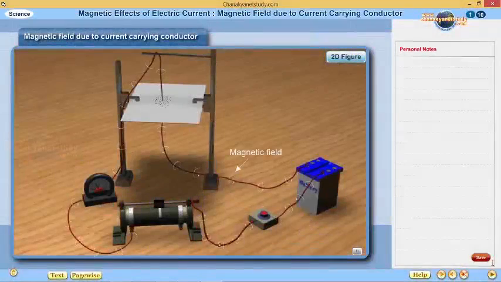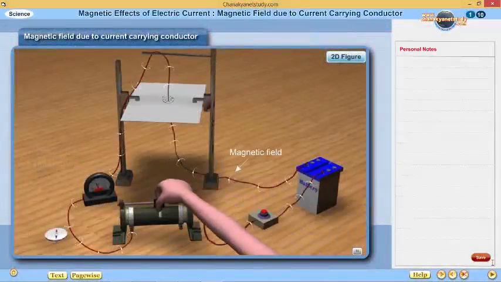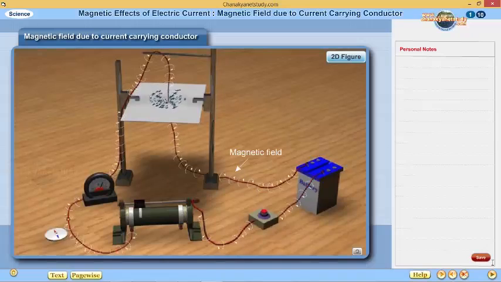Magnetic field due to current carrying conductor. If we increase the current through the wire, the needle will deflect more, and if we move the compass away from the wire, the deflection in the needle will start decreasing. Thus, the magnitude of the field produced at a given point is directly proportional to the magnitude of the current passing in the wire. The magnetic field produced by a given current in the wire decreases as the distance from the wire increases.